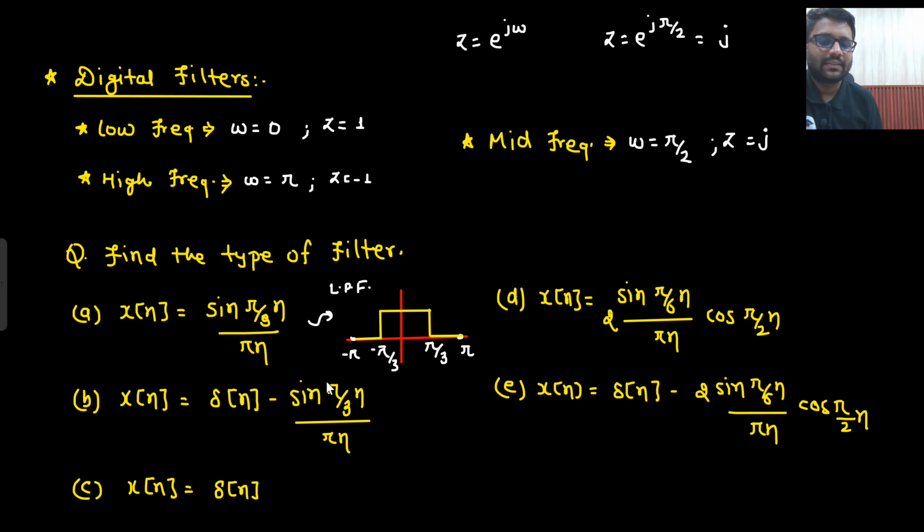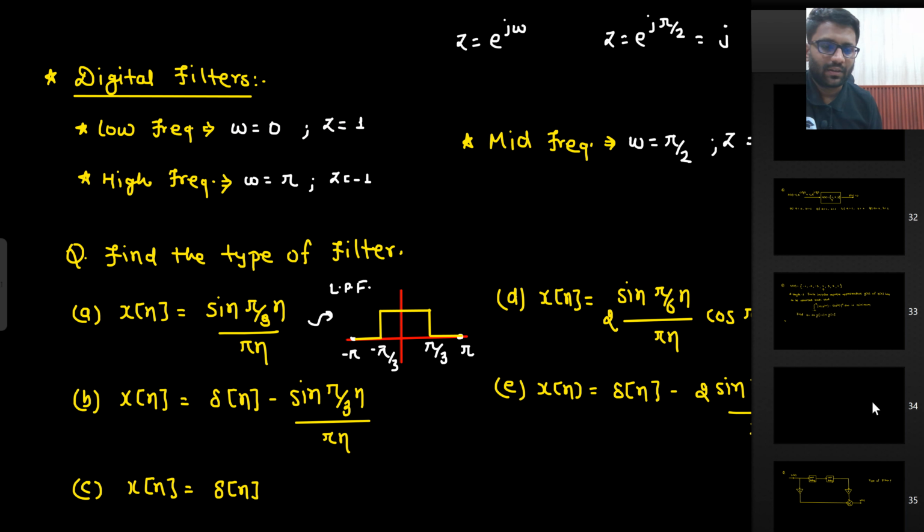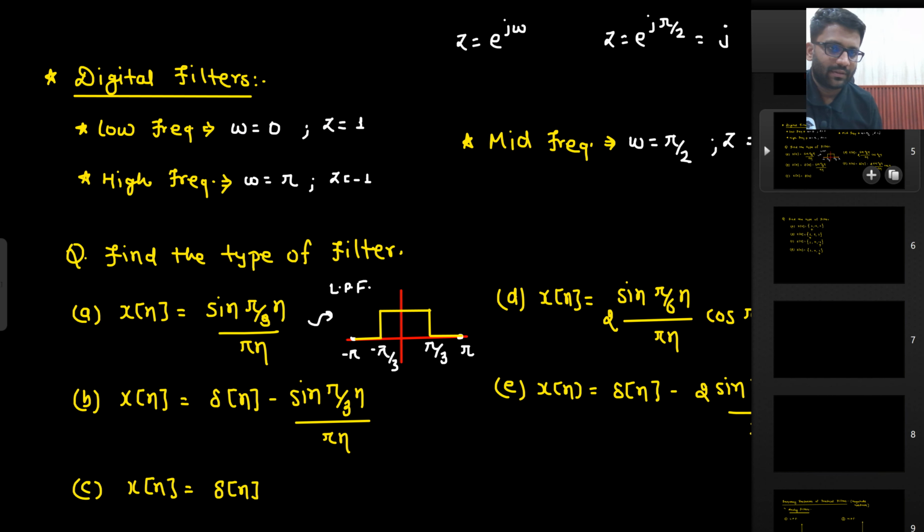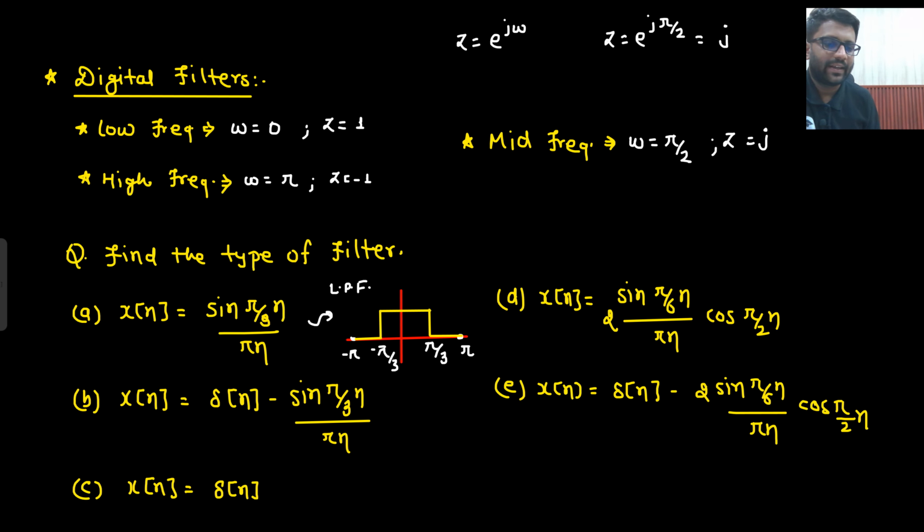Now delta n minus sin pi by 3n. What is the frequency spectrum of delta n? That is 1, right? The frequency spectrum of delta n is 1. Basically, if I talk about B, I need to add a page. B is given as delta n minus low pass filter, right? This is a low pass filter only, no? So delta n minus low pass filter.